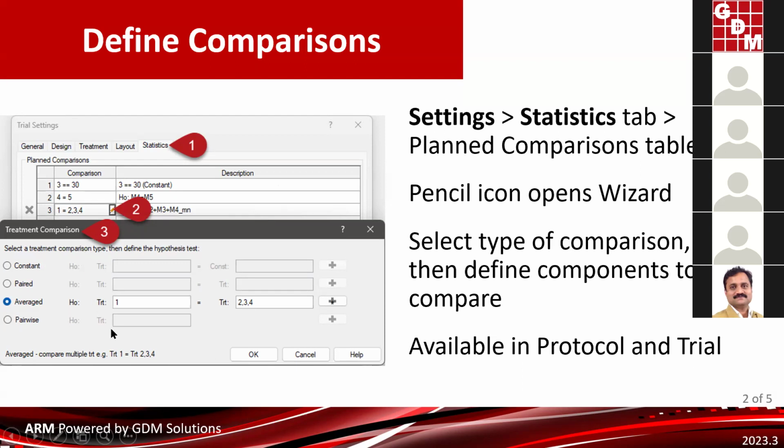So labeled here under number 3, just a way to kind of help guide you into creating a comparison. And it kind of gives us a menu, if you will, for the different types that we can do. We'll go through each one of these here in a moment, but that's the basics for just getting this into an ARM protocol or trial.